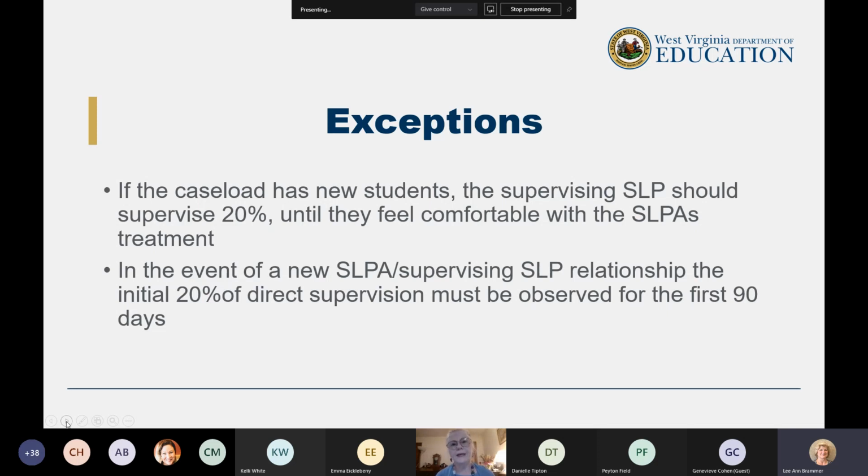In the event of a new supervisor assistant relationship, you start over. The reason that I'm saying that is it takes time to get on the same page. You may think differently. You may have different opinions of how you've been doing things and how your supervisor or SLPA wants to do things. And to establish a team, which we've talked about, the reciprocal relationship, you have to start out and take some time. So you go back to the 20% if there's a new supervisor SLPA relationship.